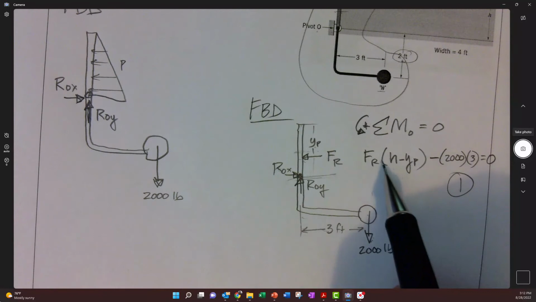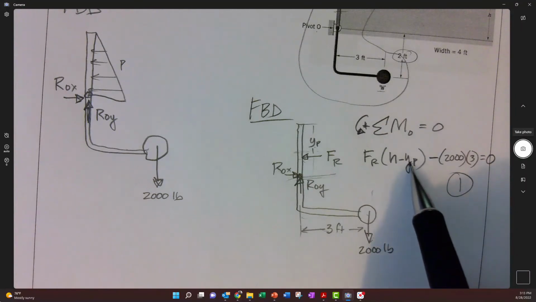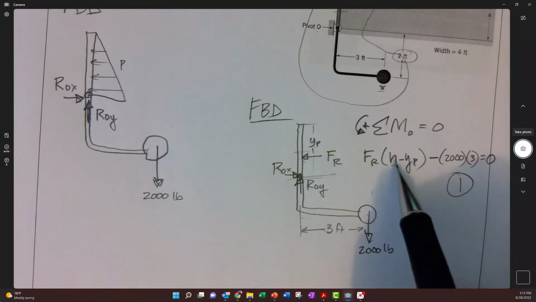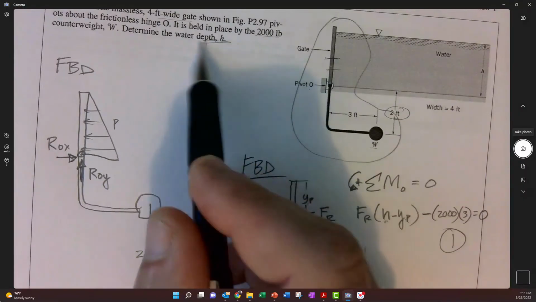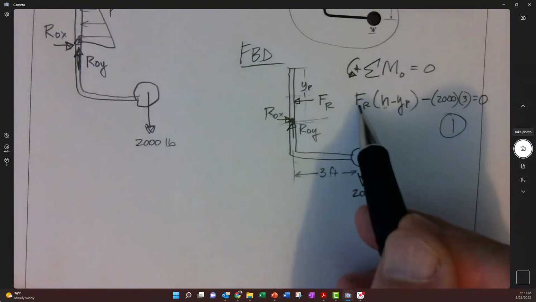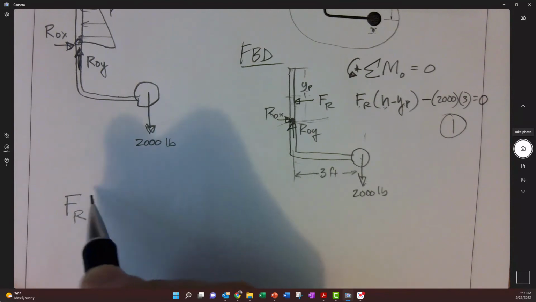Let's try, we need to find this value and this value. We can from the arrangement. This one's going to be also in terms of H. So we're going to be able to solve for H. That's our main goal, right? We're trying to find what the depth is that makes this thing balance. So first off, I'm going to find the value for FR. And I think that's going to have a term that has H in it, right?